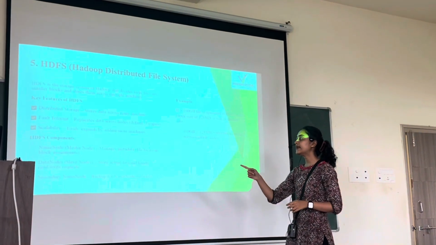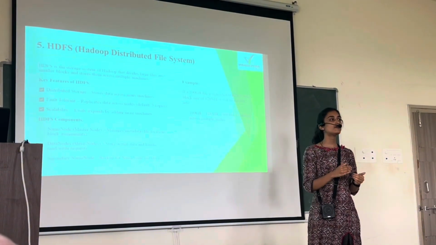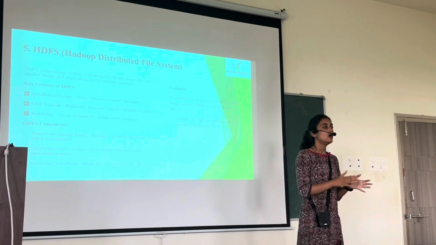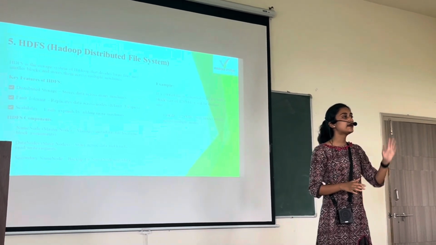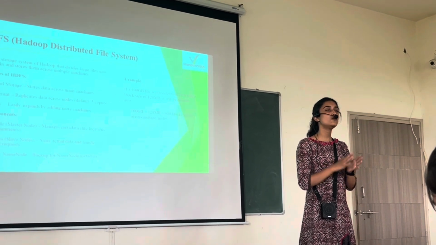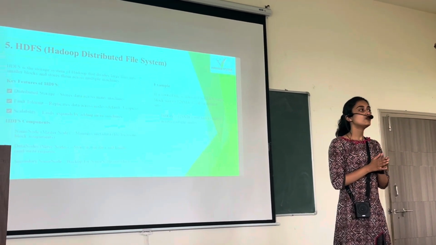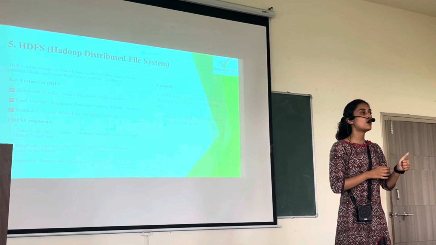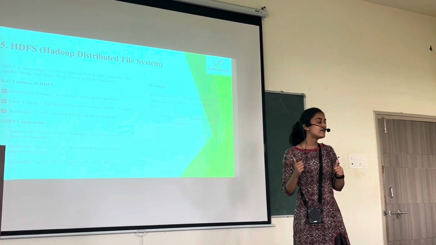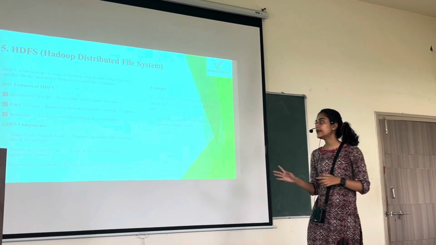Next there is the secondary name node, where there is a backup for the metadata. If that metadata is lost, if the file's name is lost, you need to know the file's name, otherwise how can you find it? So the metadata will be saved as a backup in the secondary name node.